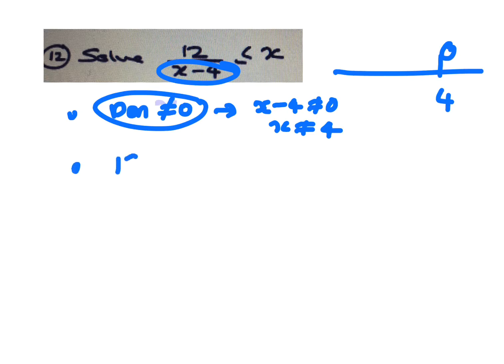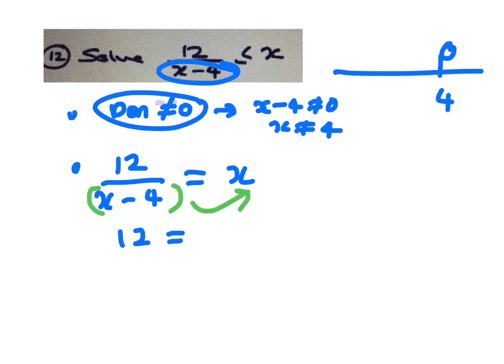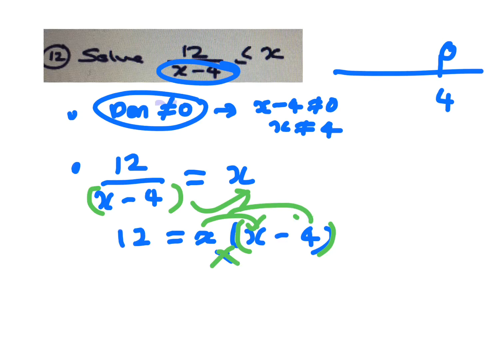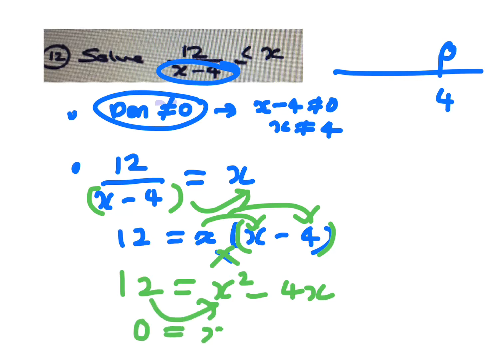Now the next critical point comes from where 12 over x minus 4 equals x. So when you multiply the x minus 4 to the other side, it becomes x times x minus 4. When you open that, that would be x squared minus 4x equals 12. And then to solve that, that is now a quadratic. So 0 equals x squared minus 4x minus 12.